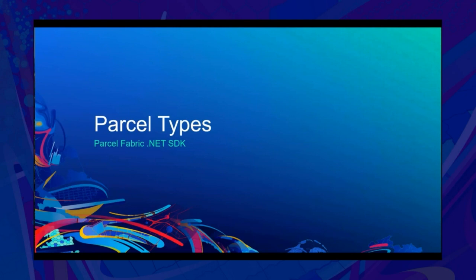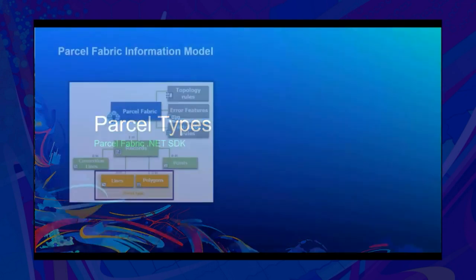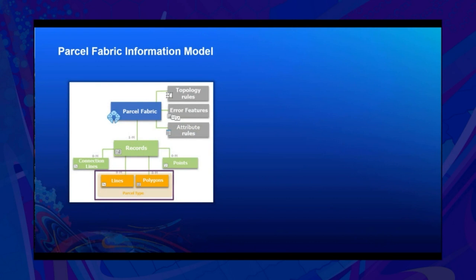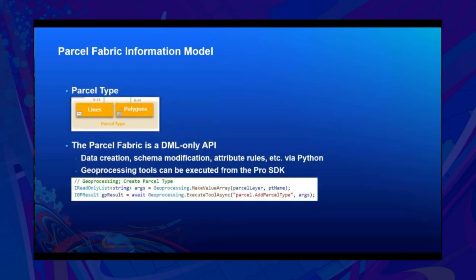A parcel type consists of a pair of simple feature classes, a polygon feature class and a COGO-enabled line feature class. Each of these is related to the records feature class using their created by record and retired by record global ID fields. And the Parcel Fabric can have as many parcel types as needed to represent your land records. So keep in mind, however, that the Parcel Fabric API is DML only. Creating a new feature class or modifying or extending a parcel type schema must be done with either geoprocessing tools or the ArcGIS Pro client.